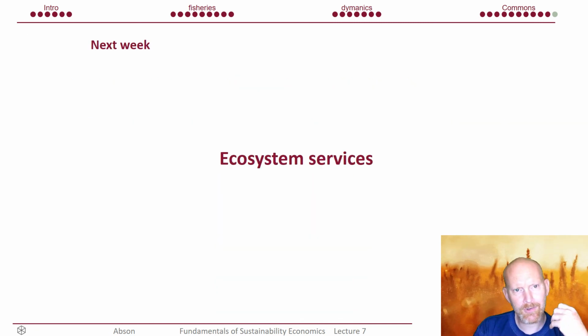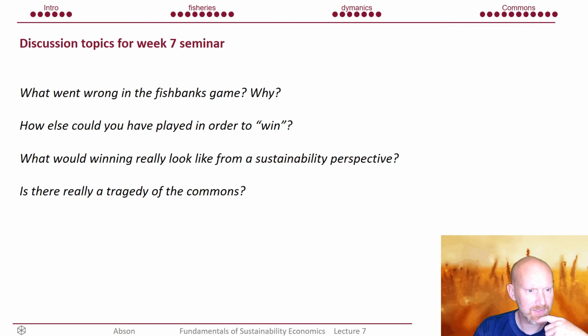So next week we start to talk in more detail about this notion of ecosystem services and what it means, how it's used, and these type of issues. And what we'll discuss in the seminar in week 7 is, we'll go through the outputs from the simulation from week 6, and then we'll talk about what went wrong with the Fishbanks game and why, how else could we have played to win, what would winning really look like from a sustainability perspective, and is there really a tragedy of the commons? So these are the kind of things that we're going to discuss in week 7, and I hope to see you there. Bye.